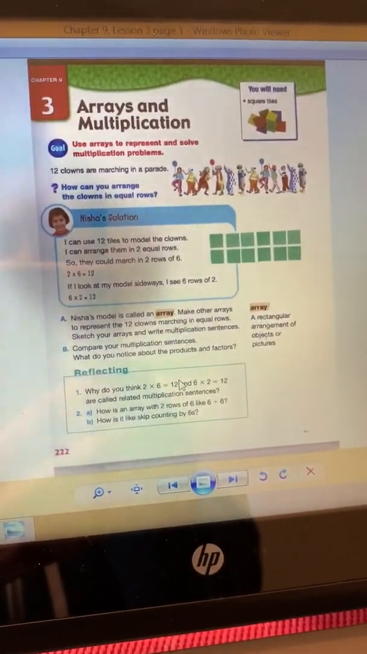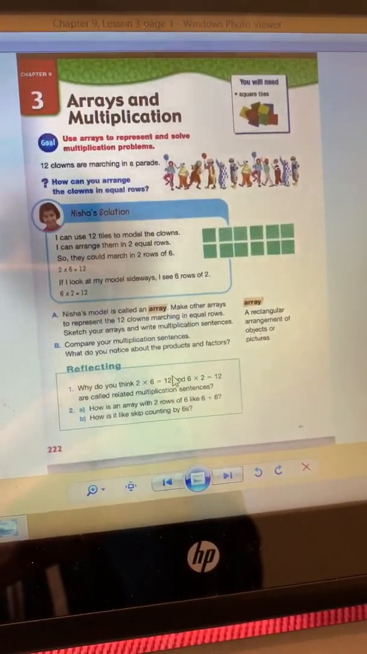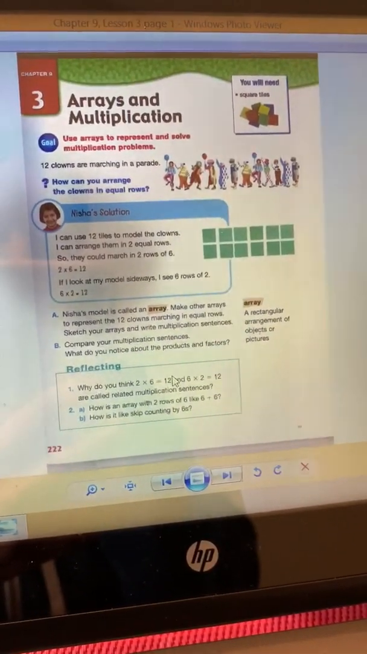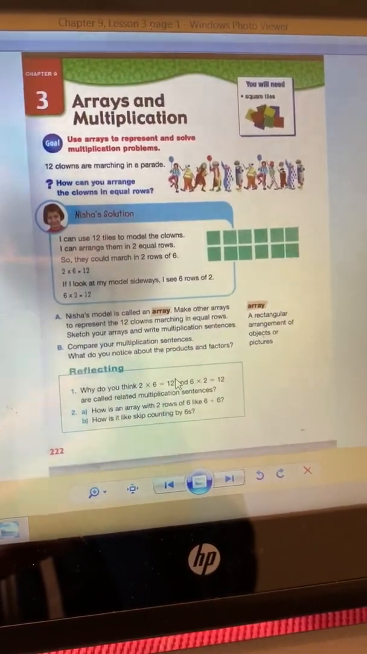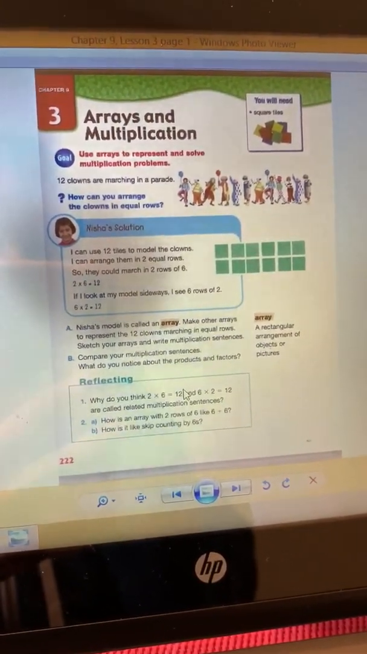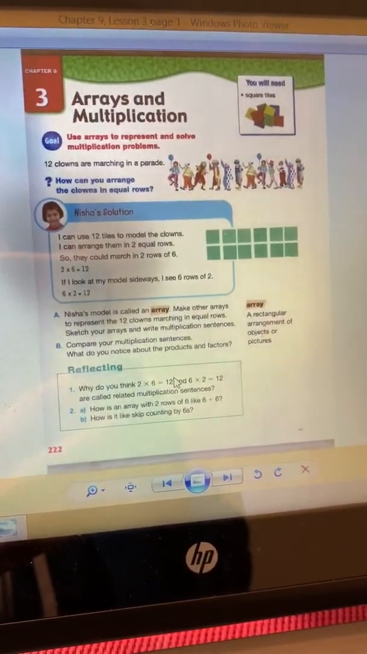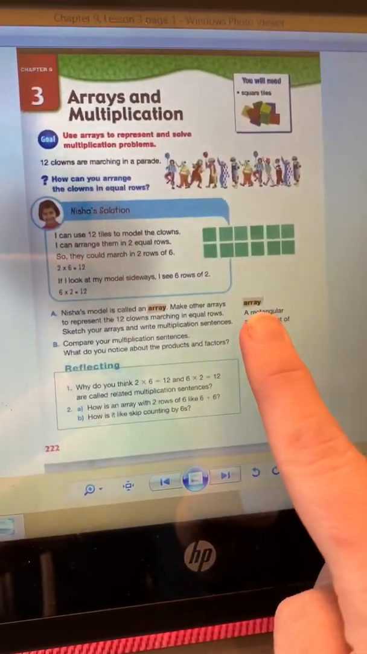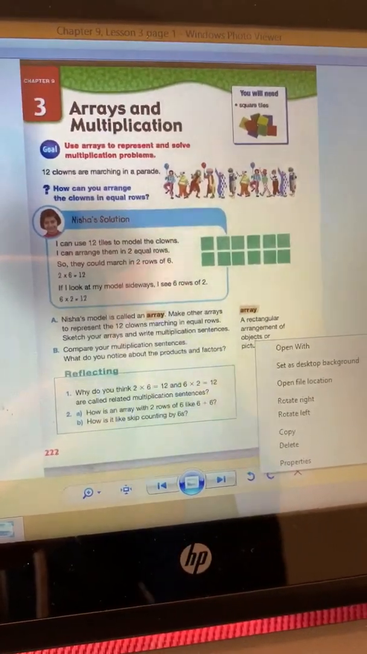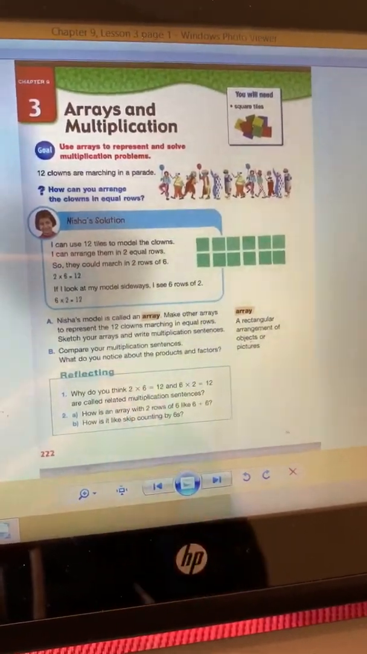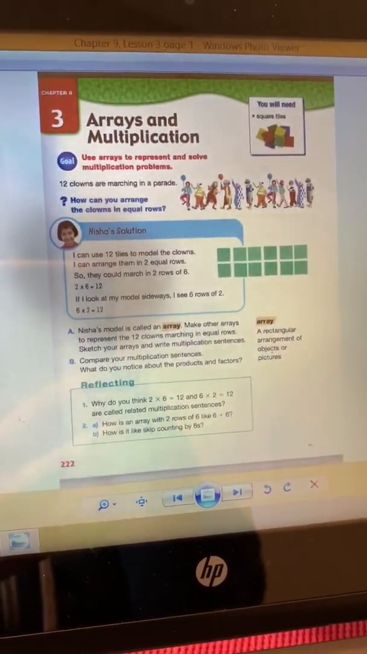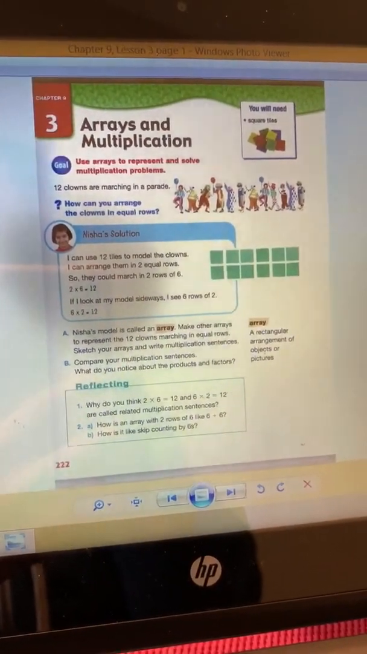Hello, grade 3s. Last week, we learned that multiplication can be looked at as equal groups of. This week, we're going to be taking a look at arrays and multiplication. If you look at our lesson here, the definition of array is a rectangular arrangement of objects or pictures. So let's take a look at the lesson problem.